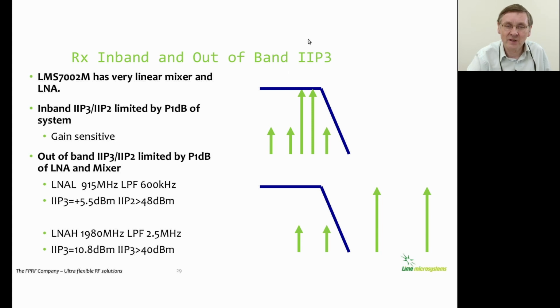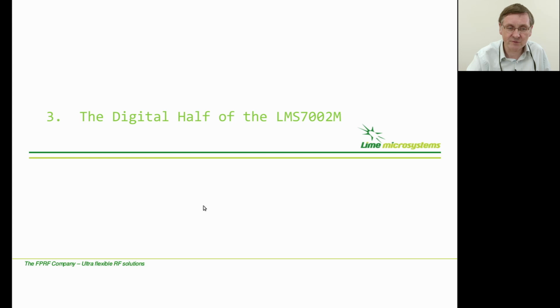Okay, the receive band also has third order intermodulation properties, and these are different depending on whether the interfering signals are in band or out of band. In the case where the signals are in band, the performance is very much sensitive to gain, whereas the out of band second and third order intermodulation performance is largely defined by LNA gain. And we typically achieve something like +5 dBm third order intercept point and 48 dBm IP2 performance.